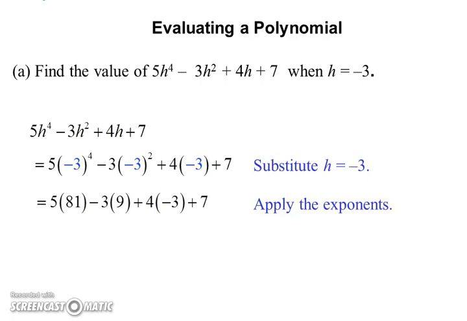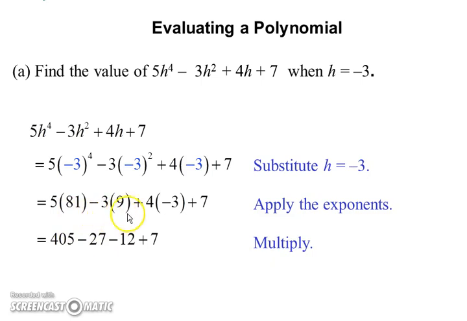At this point, we've applied the exponents, being extra careful with the signs, and now all we have to do is multiply the terms. So 5 times 81, we get 405. Minus 3 times 9 is minus 27. 4 times negative 3 is negative 12, and then plus 7.